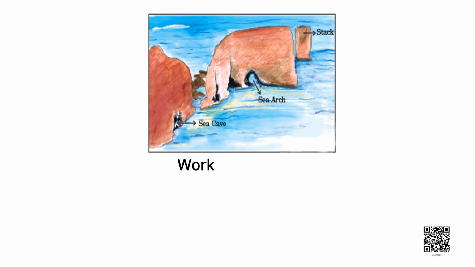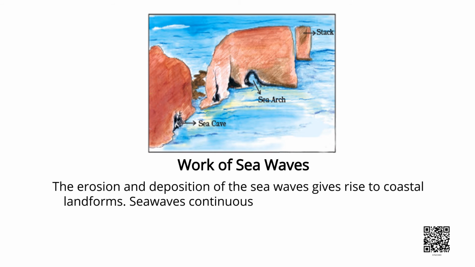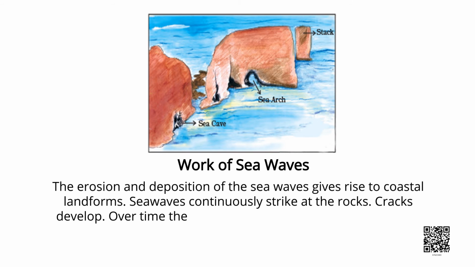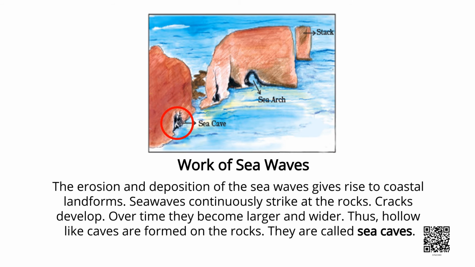Let's talk about the work of sea waves. The erosion and deposition of the sea waves gives rise to coastal landforms. Sea waves continuously strike at the rocks. Cracks develop. Over time, they become larger and wider. Thus, hollow-like caves are formed on the rocks. They are called sea caves.